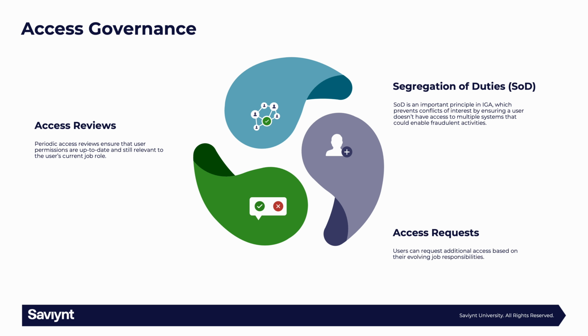SOD is an important principle in IGA, which prevents conflicts of interest by ensuring a user doesn't have access to multiple systems that could enable fraudulent activities. For example, a single user should not have access to both create invoices and approve payments within the same system. Using access requests, users can request additional access based on their evolving job responsibilities. For example, if a developer needs access to a new tool or repository, the request must be reviewed and approved through a defined workflow before access is granted.